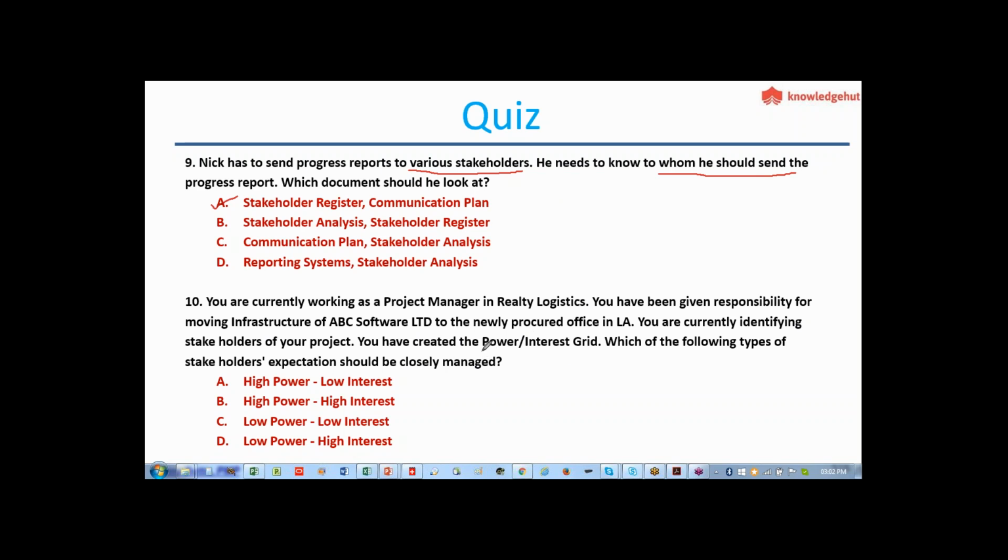Now this is the power interest grid with stakeholder types. Which should be closely managed? High power and high interest, so they should be closely managed, so that you have a very stable project management. So that is about the stakeholder management.